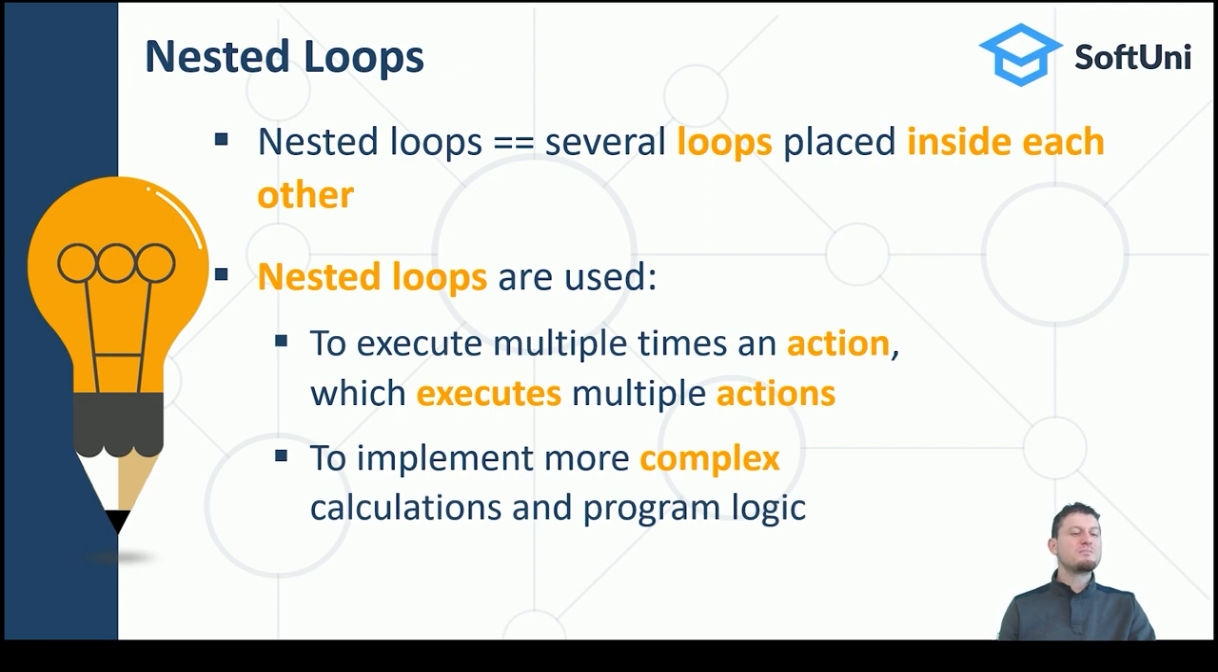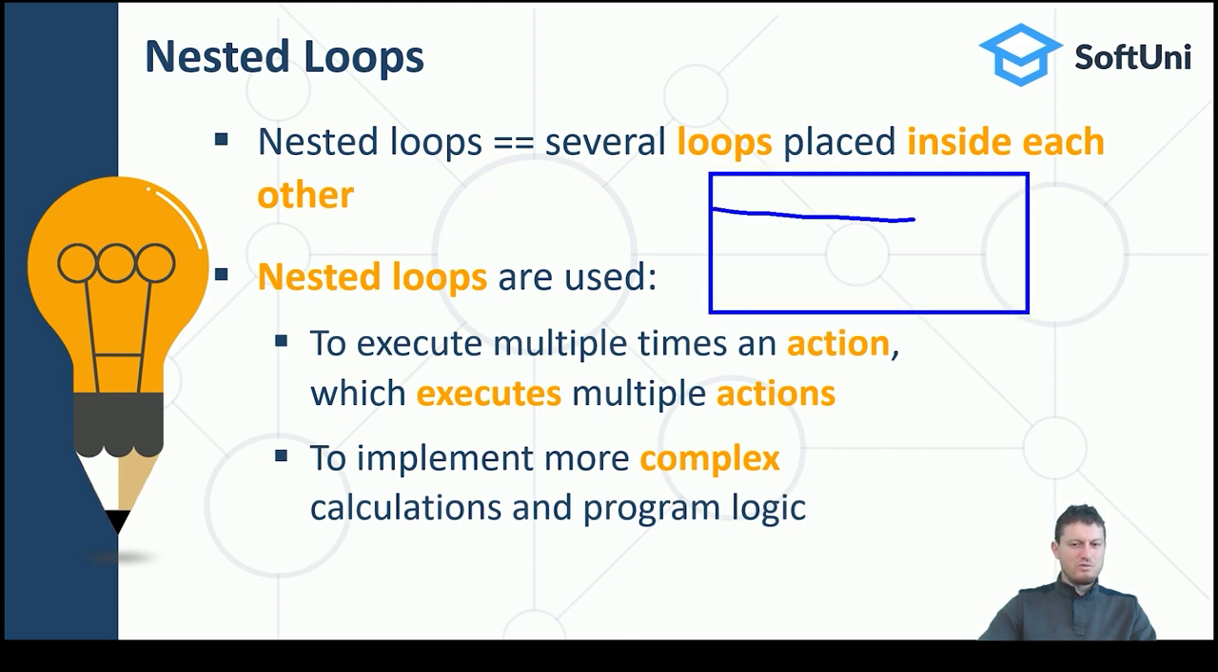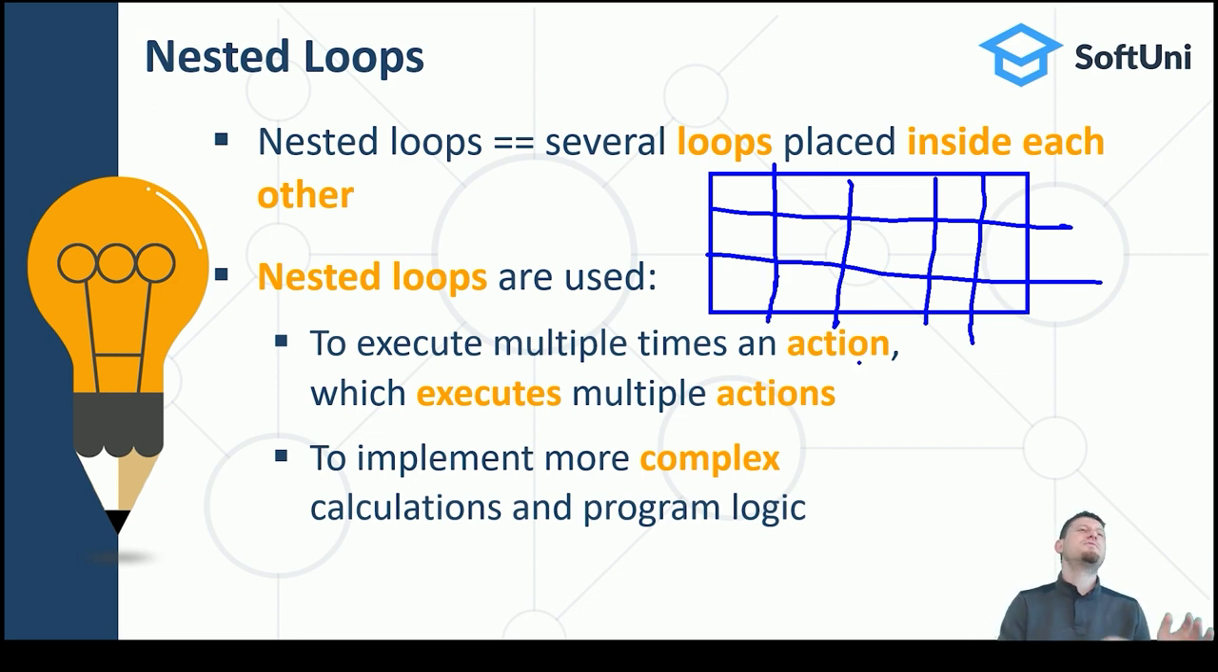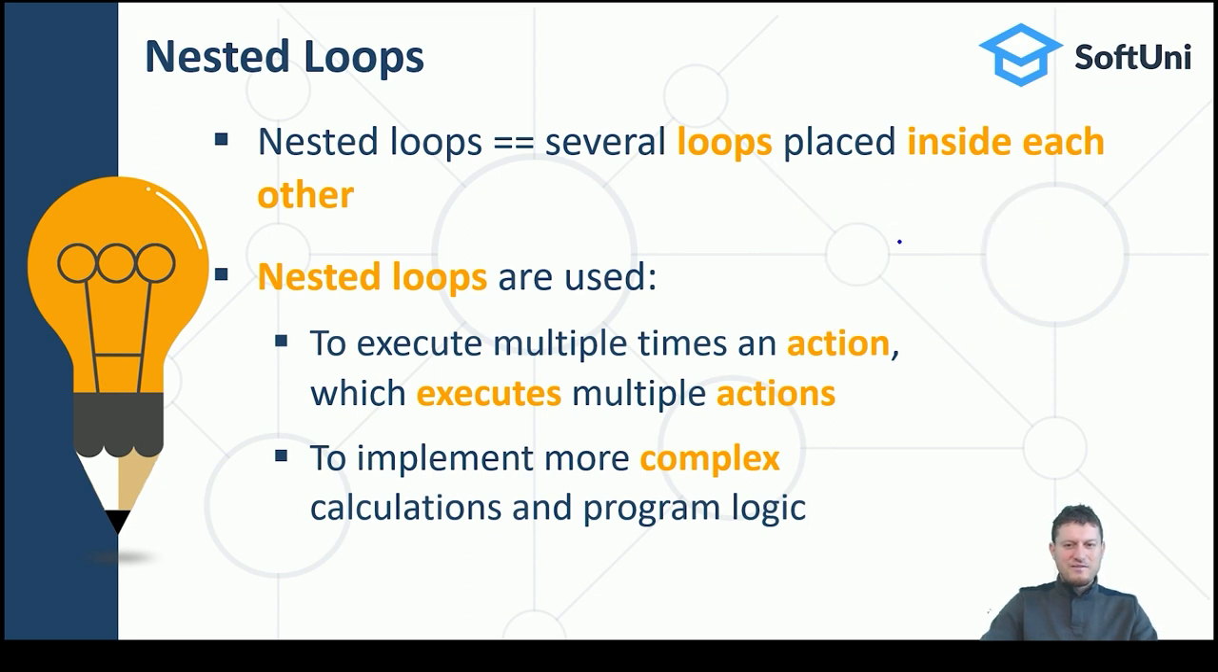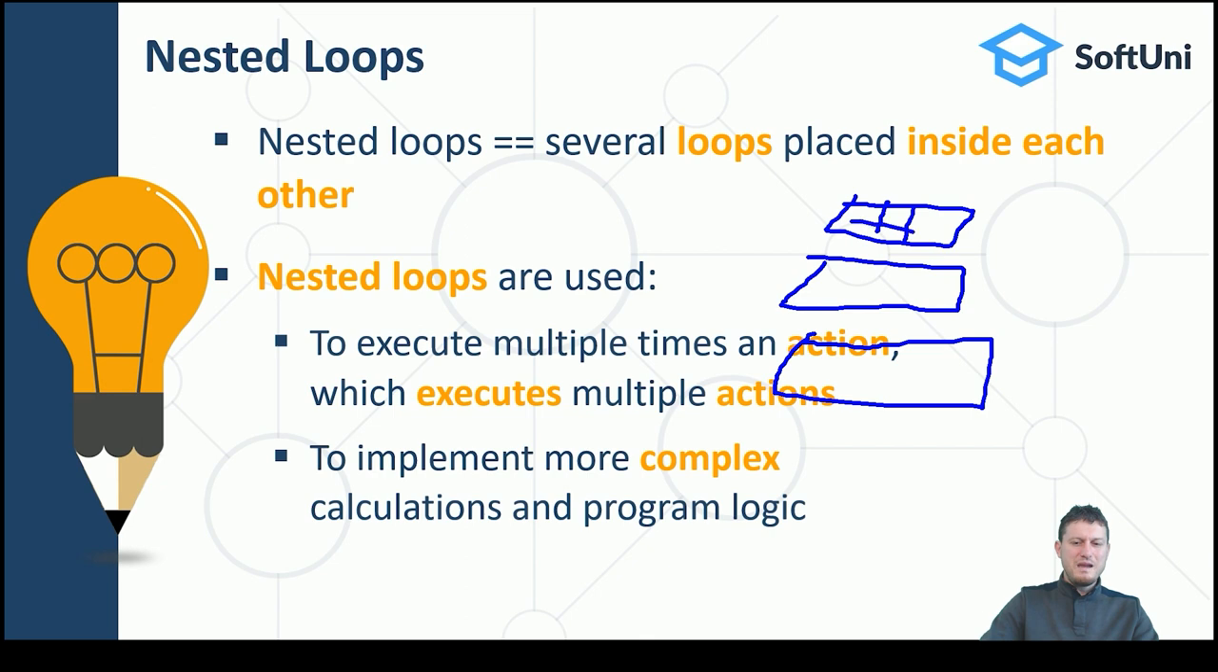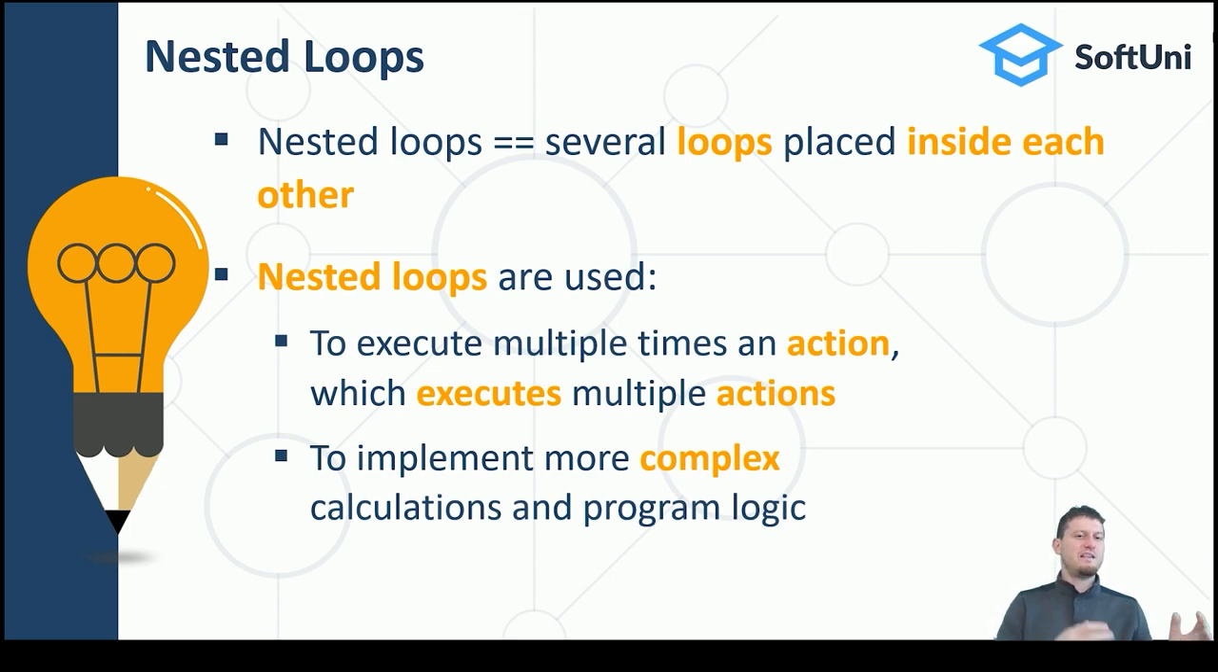Sometimes we need to implement more complex calculations and program logic, and we may need nested loops. Usually, when we have a table holding rows and columns, we need nested loops. This is a very common indication. If we need tabular data, tables, we need nested loops. If we have cubic data, something like a building of three floors, each holding many rooms, if we have multiple tables, in fact, we may need three nested loops. I'll show you this in practice. But generally, nested loops are loops inside loops.